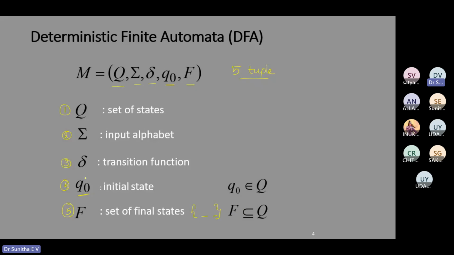Here Q0 and F are in Q only. Whatever states we specify in Q, only those can come in the fourth and fifth components. Q, sigma, delta, Q0 and F. Delta we'll see later, you need not bother.